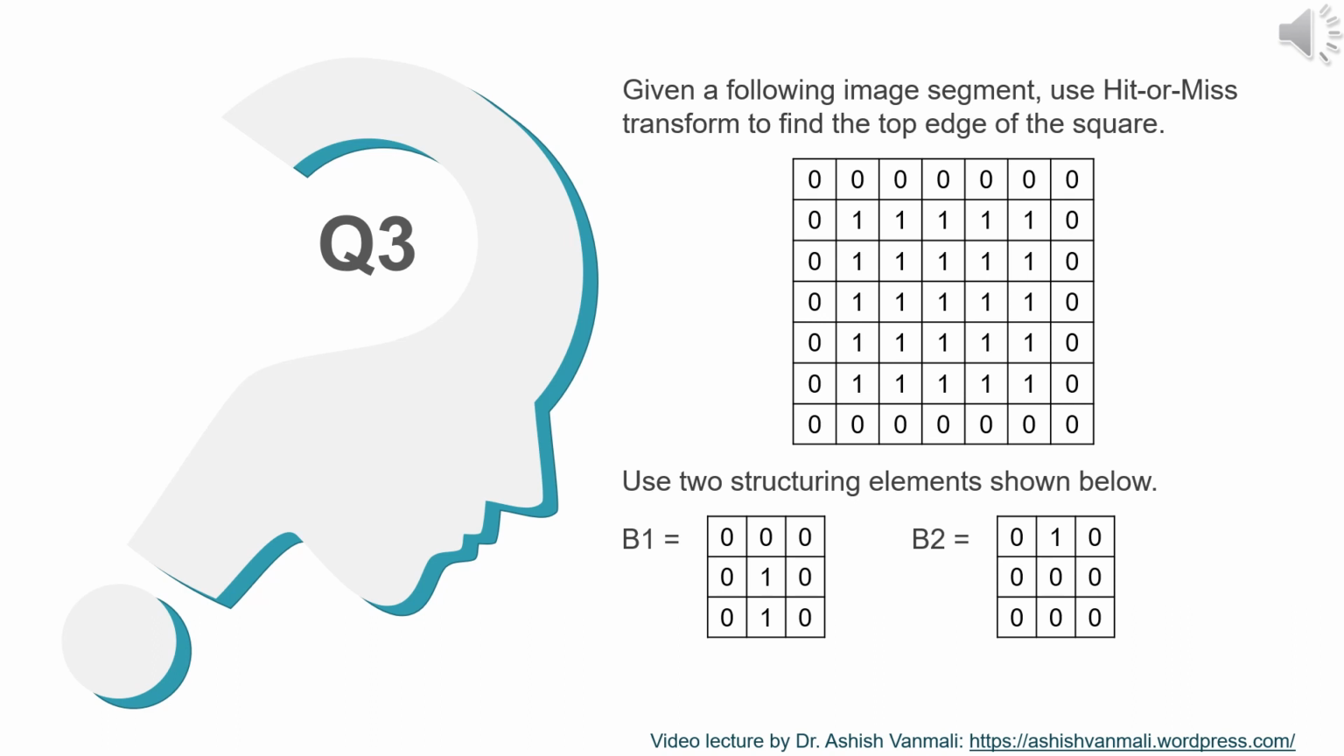And they have given the two structuring elements over here, B1 and B2. So B1 in this particular case is actually going to represent the foreground and B2 is going to represent the background.